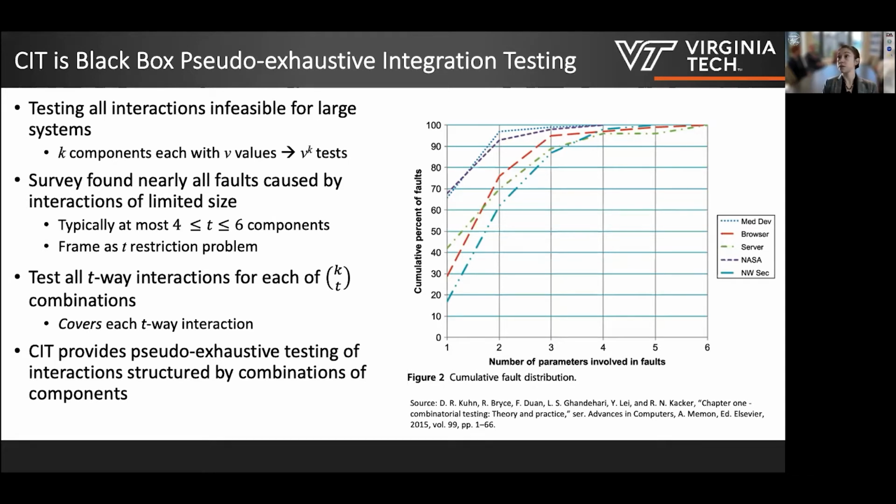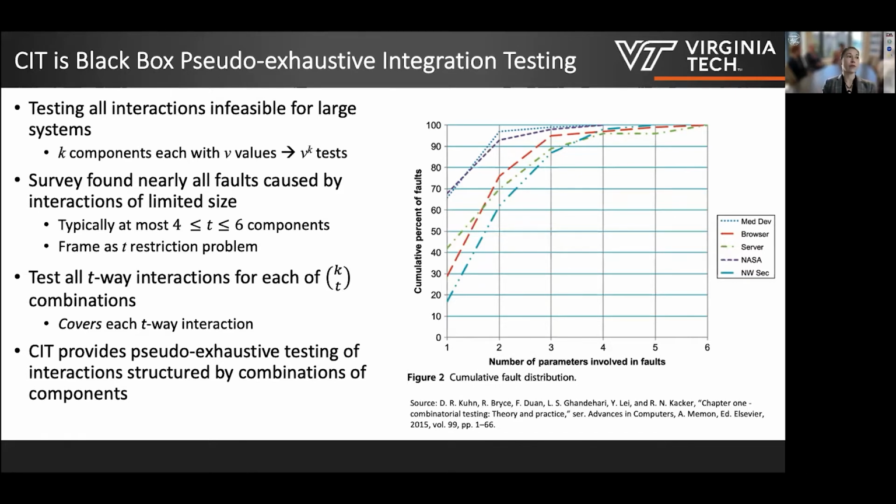This doesn't mean that there isn't a system that has a fault that's caused by a 7-weight interaction. It just means that in the software tested in the survey, most faults had limited size, somewhere between 4 and 6. And so we can think of doing pseudo-exhaustive testing to give us some assurance that we have found most, if not all, of the faults in software systems.